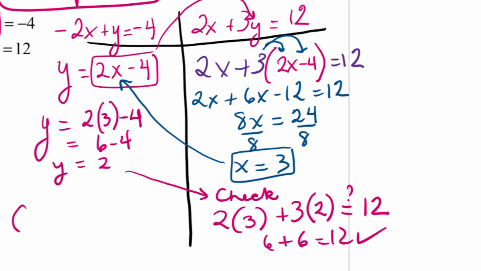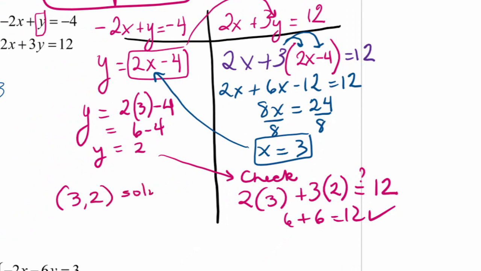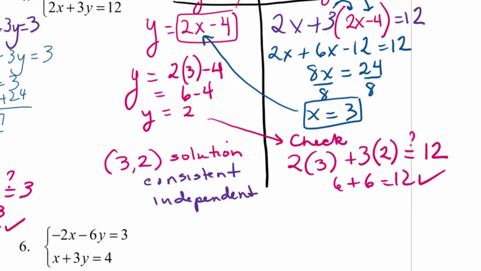Our solution is the ordered pair (3, 2). And what kind of system do we have? Consistent, independent. Are you starting to get the idea? Okay, we've got these last two.